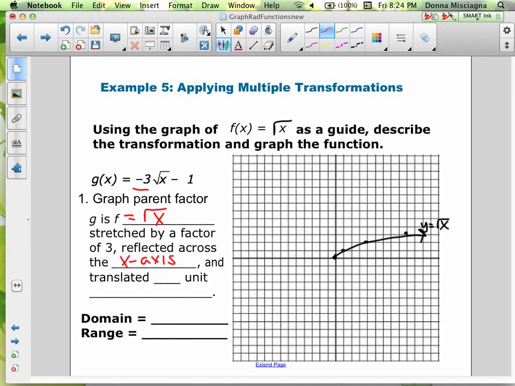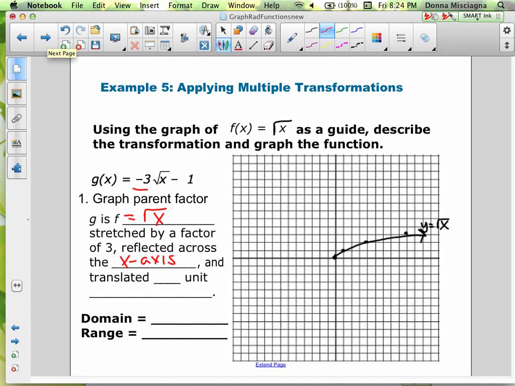If it was under the radical, it would reflect across the y-axis because it would change our x values. If it's in front, it reflects over the x-axis because it changes our y values. So if it's under the radical, it changes the x values, so it reflects over the y-axis. If it's in front, it changes our y values, so it's going to reflect over the x-axis. We'll just draw the same thing, but we're going to reflect it and stretch it.